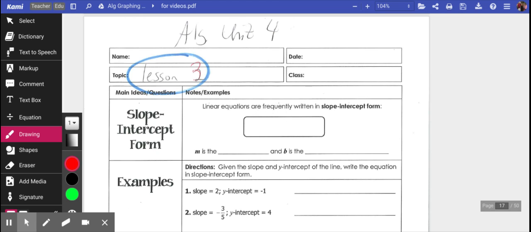Okay, lesson 3, even though we've had more lessons than that, but in this sequence of the algebra unit is turning equations into slope-intercept form when you're given a graph. So we know that slope-intercept form is y equals mx plus b. m is the slope, and b is that y-intercept.